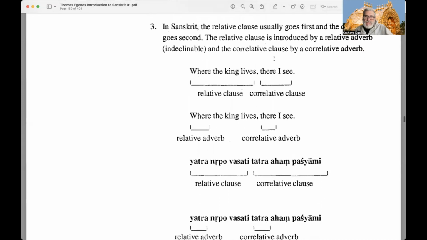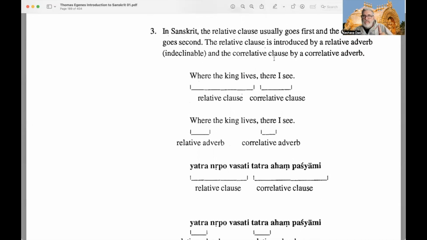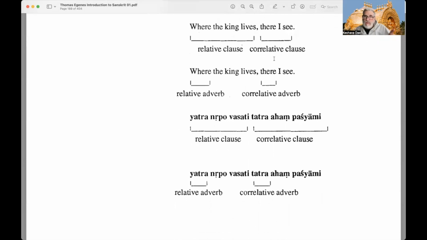So here's an example. Where the king lives, the adverb that starts that is "where." Here's the full sentence: where the king lives, there I see. Where, there. It's not the same kind of "where" that we know, as in "where are we?" That is an interrogative. It's not an adverb. This is an adverb: where, there, here, there, near, far, that sort of thing. They relate to each other. So: where the king lives, there I see.